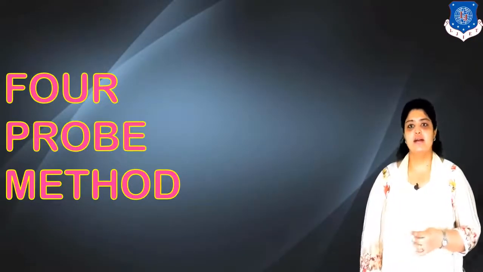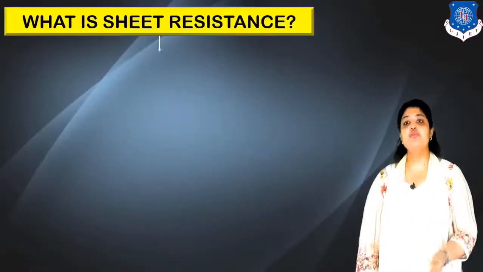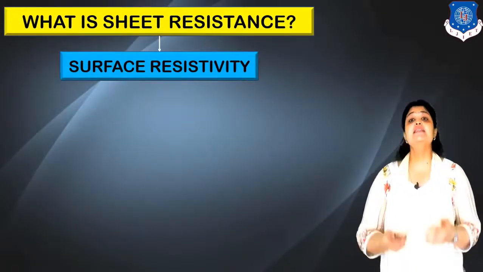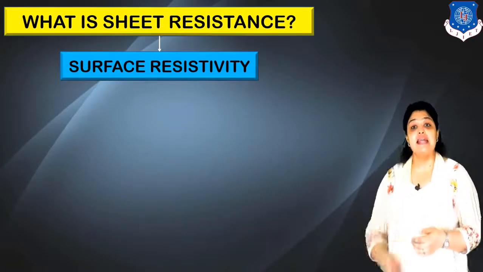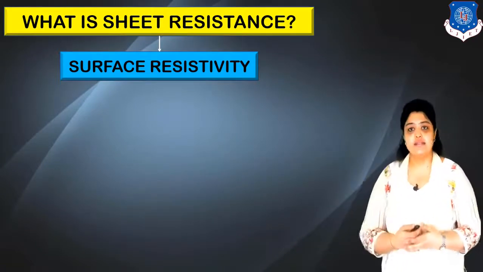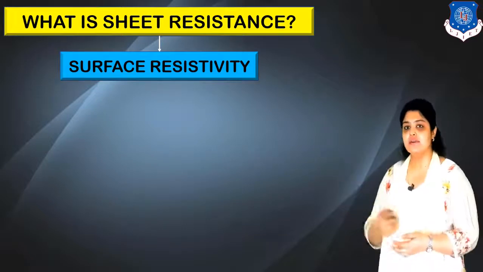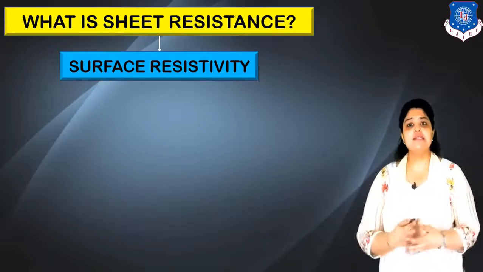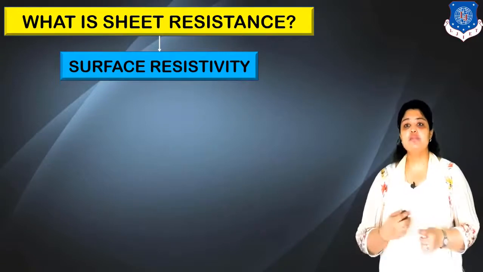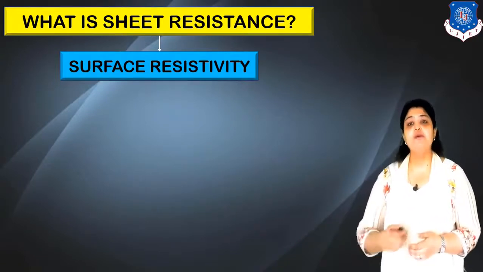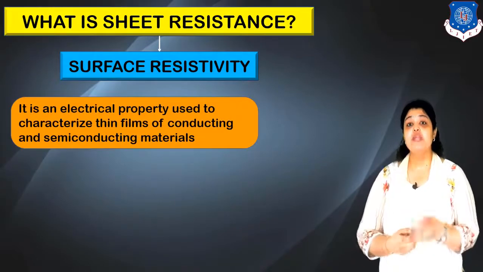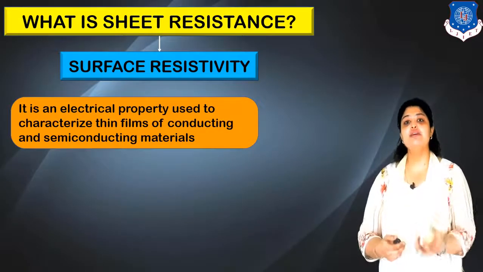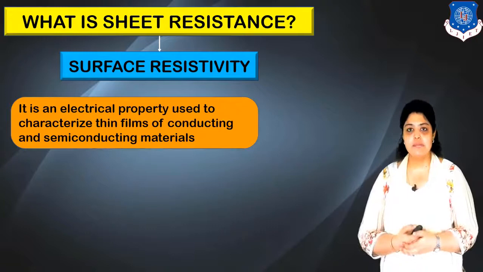Let's start. Before I move on to 4-probe method, let us discuss what is the parameter which is measured using 4-probe method, and that is what is known as sheet resistance or surface resistivity. Now we know what resistance is. It is a property which opposes the flow of electric current. But what is sheet resistance? Sheet resistance is an electrical property which characterizes thin films of conducting and semiconducting materials.